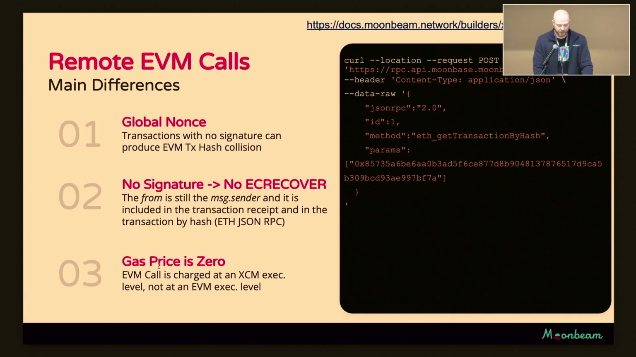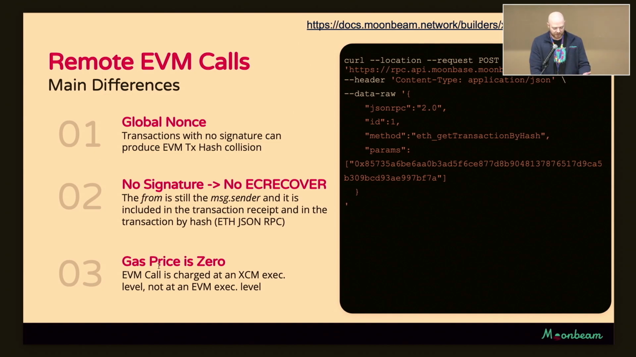And so what we do is we replace the from in the message.sender when it's in the EVM with the multi-location derivative account ID that we talked about. And then finally, we also set the gas price to 0. The reason for this is because XCM itself has a mechanism for charging for fees. Note that while we do set the gas price to 0, we also do have a normal gas limit, and this is respected in the normal way in the EVM.